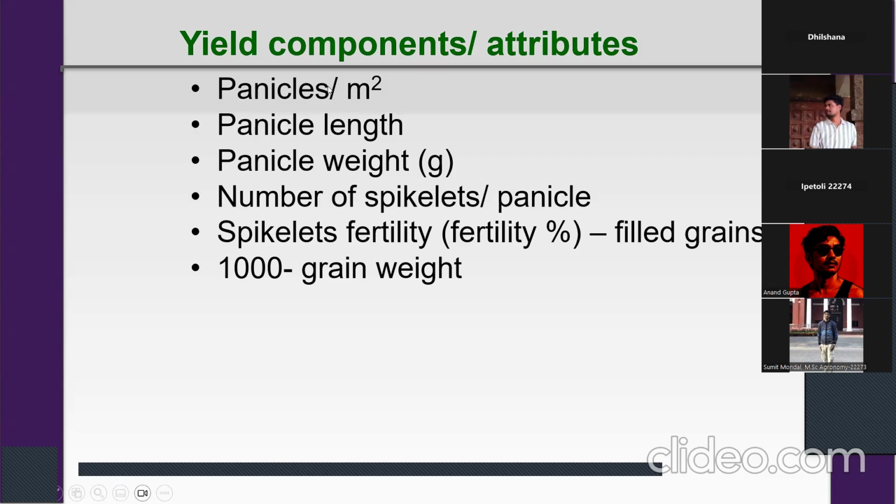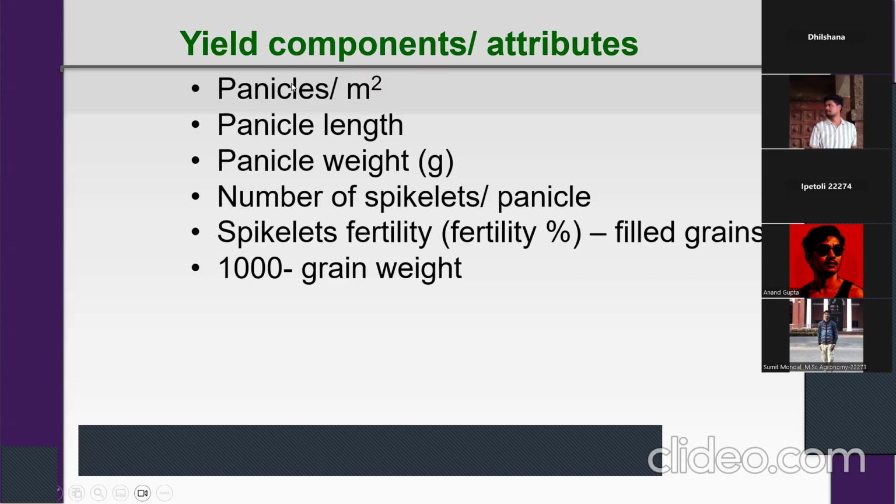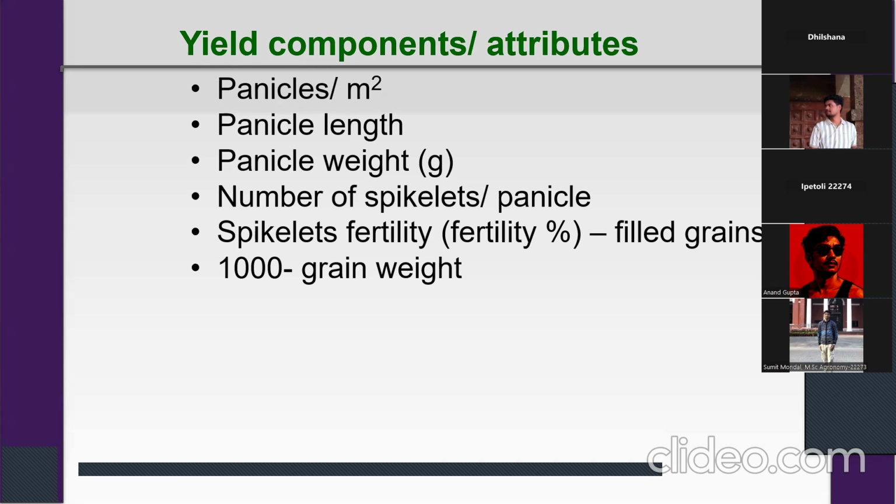Among all these, panicles per meter square have the largest weightage. Panicle number means your ear-bearing or panicle-bearing tillers. How many are there? Number two important yield component is number of spikelets per panicle. Third one is spikelet fertility, and fourth one is 1,000 grain weight. So these are the four important yield attributing characters in rice.